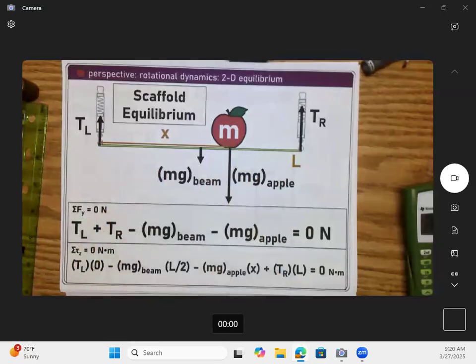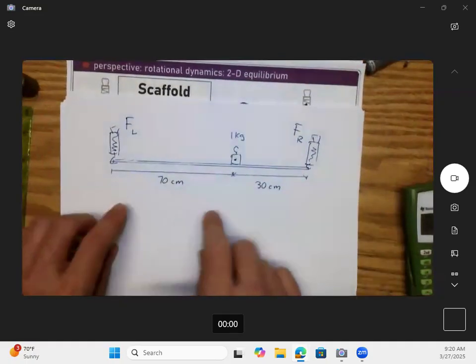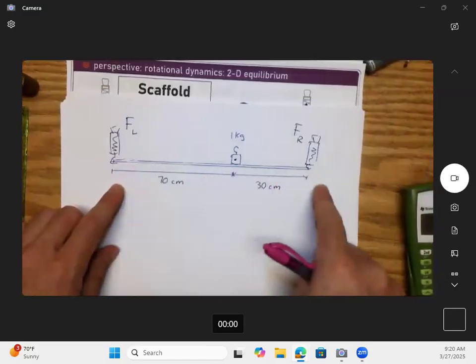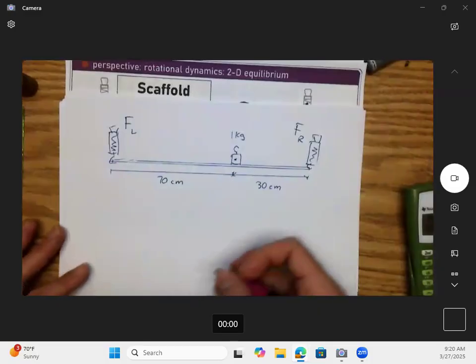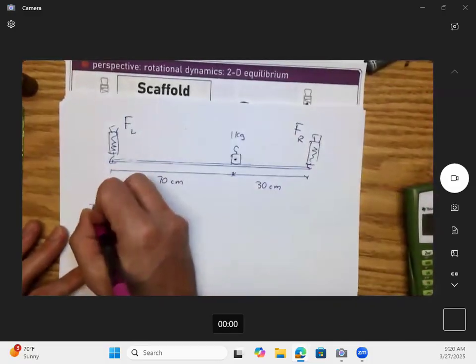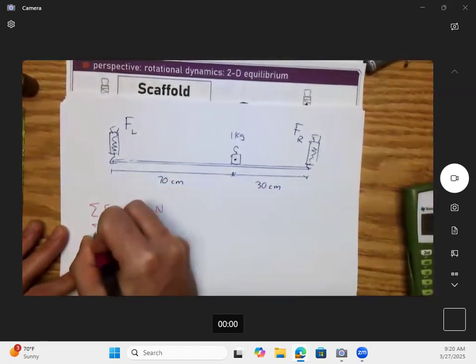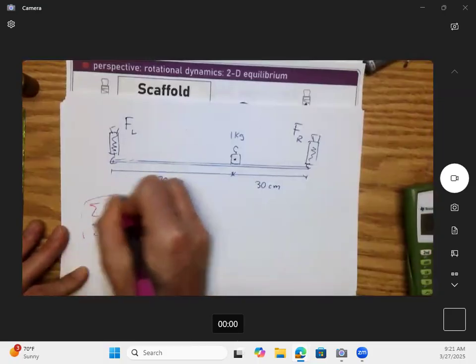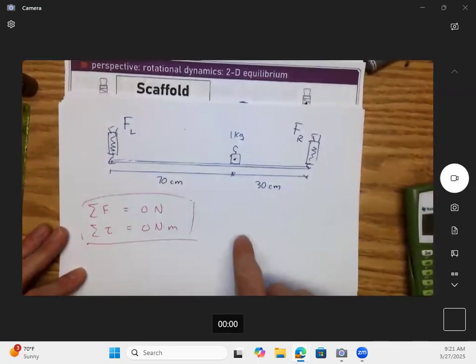Here are the full equations on these, but let's play off this one. I need to pick some point as the pivot point. Now, guys, can I pick any point as the pivot point and the torque still sums to 0? Yeah, okay, I forgot. Let me write down my conditions. The sum of the forces goes to 0 newtons, and the sum of the torque goes to 0 Newton meters. Here are your two conditions.